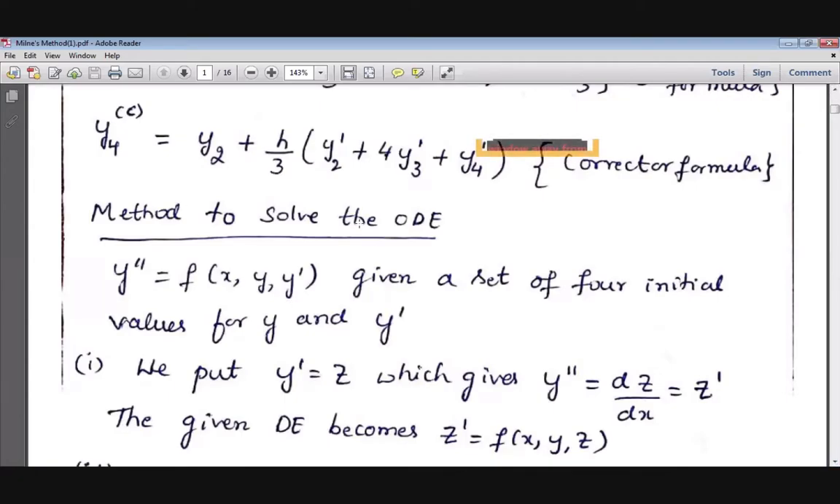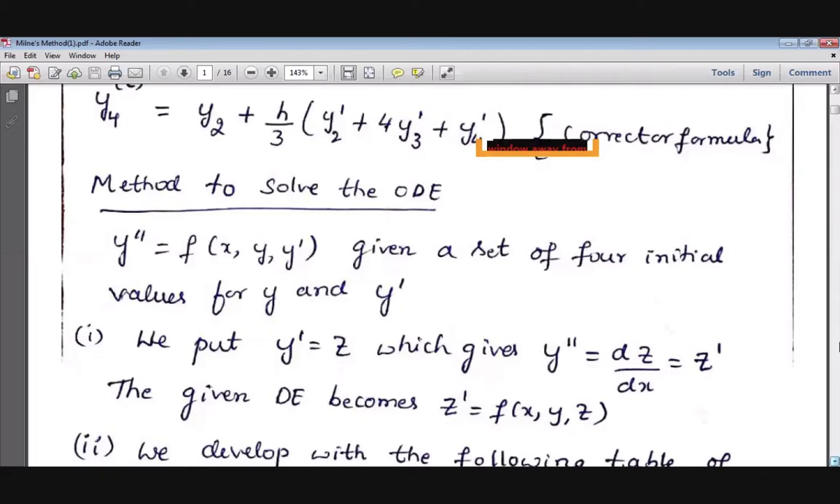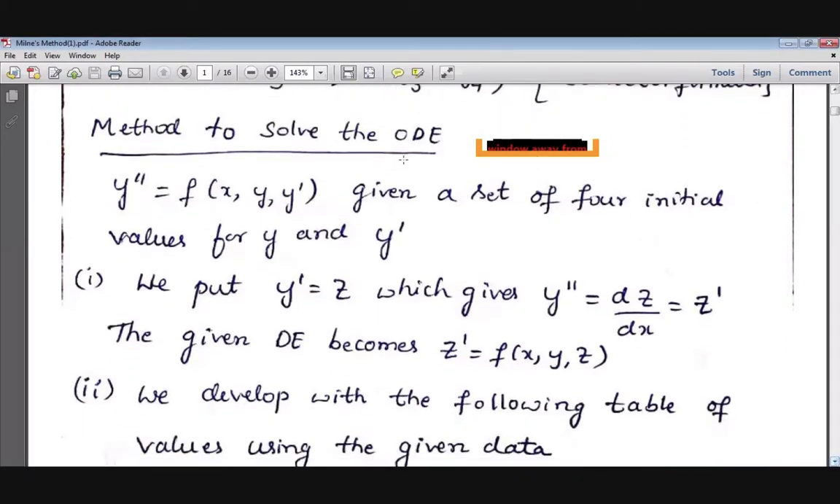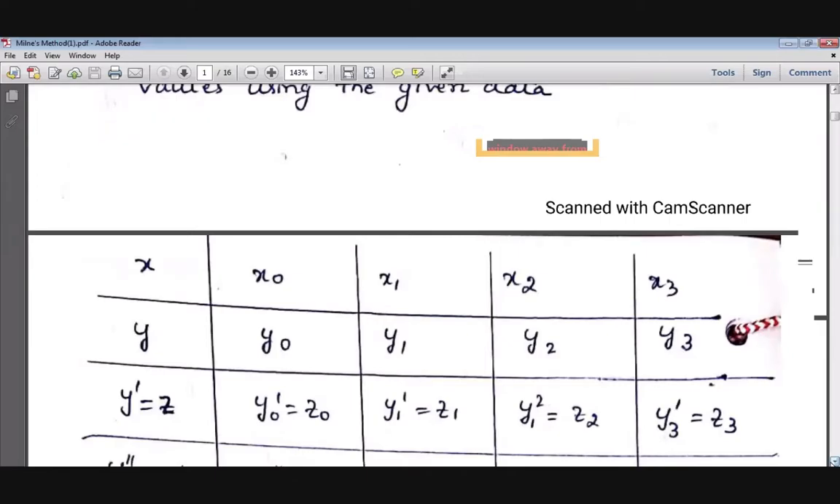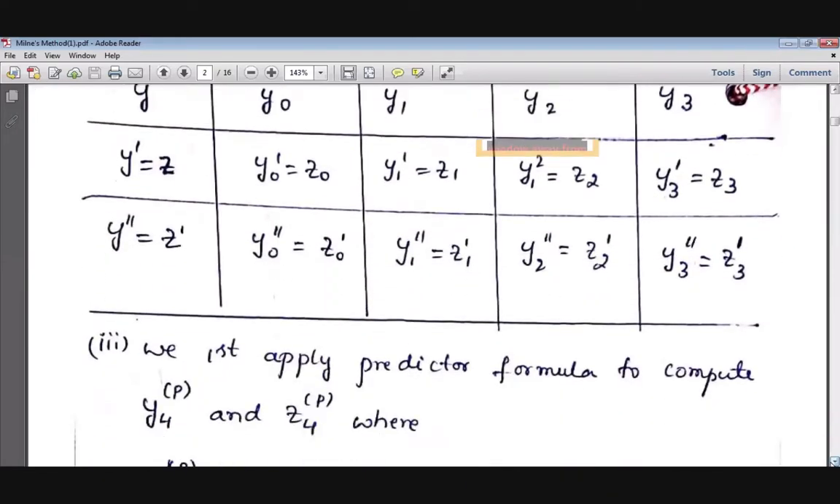Given method is to solve the ordinary differential equation of second order. So this is the working procedure. I will directly go to the problem, then I will explain, then you will understand better. I will directly take up the problem.